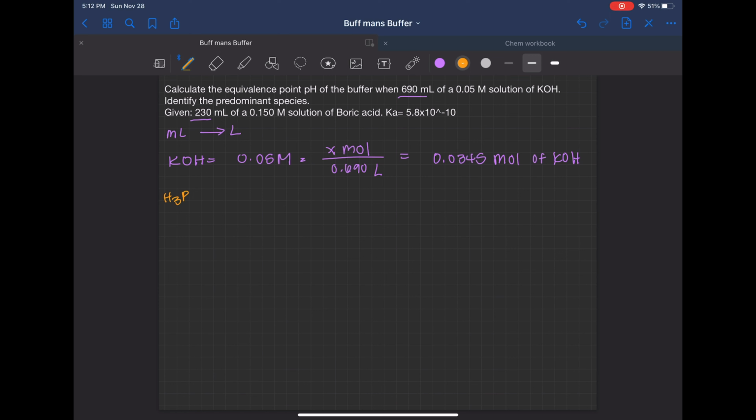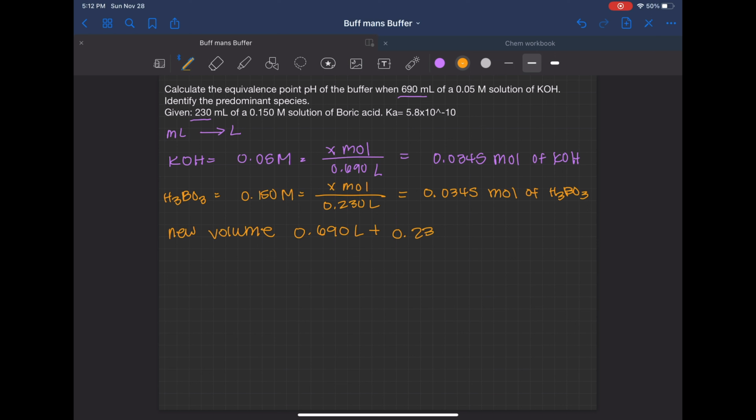Now we're going to do the same thing we just did, finding moles for our boric acid. To do this, we're going to set our concentration of 0.150 molarity equal to X moles over our new converted volume, 230 divided by 1,000, which gives us 0.230 liters, and that equals 0.0345 moles of boric acid. Now that we've got our moles, we're going to find our new volume by adding the volumes that we had previously together. So 0.690 liters plus 0.230 liters is going to give us 0.920 total liters.